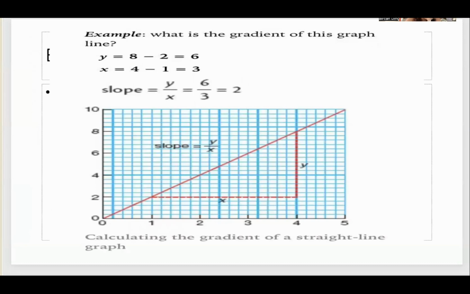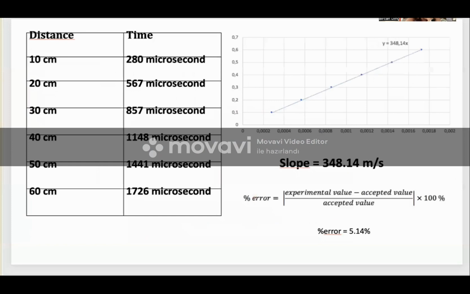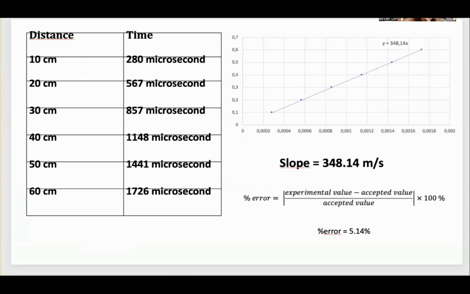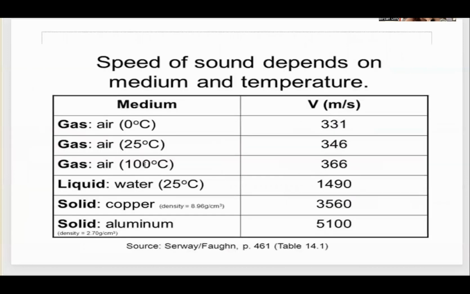So this slide shows you how you can calculate the slope, and then from here you can see, according to distances and according to change in microsecond values, how we can calculate the value. And actually, you know the experimental value of the speed of sound in air, 330 meters per second, and this will be your accepted value, and you will have an experimental value. You will calculate the percentage difference between them.